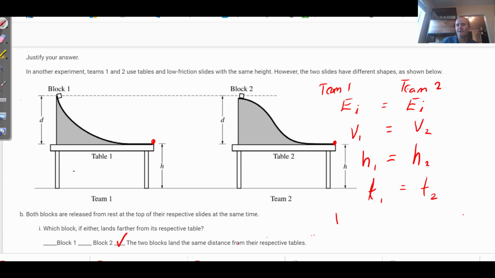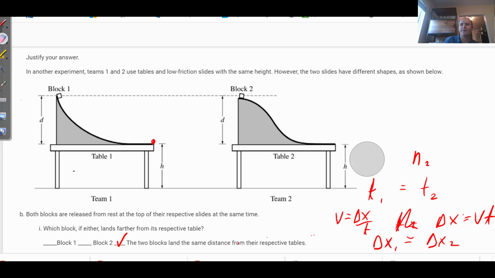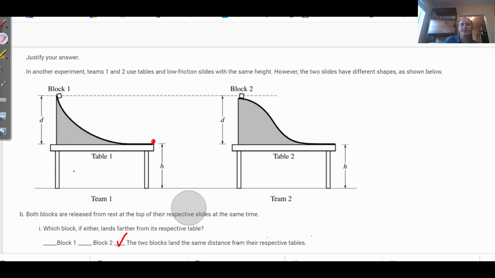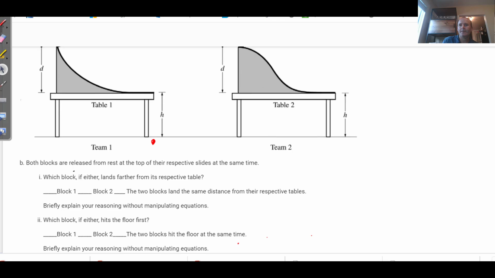And if v equals delta x over t, delta x equals vt. So if v and t are the same, delta x's are the same. They both travel the same distance. All right, there's an explanation for that one. And again, you're just going to have to write that in a paragraph length response, just hitting all those key parts.